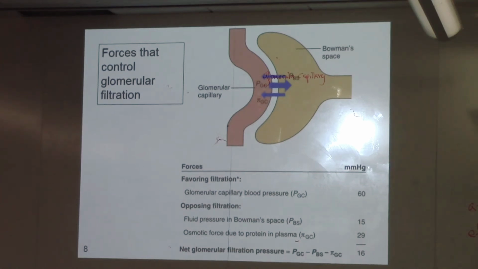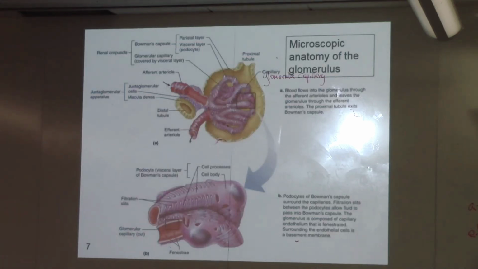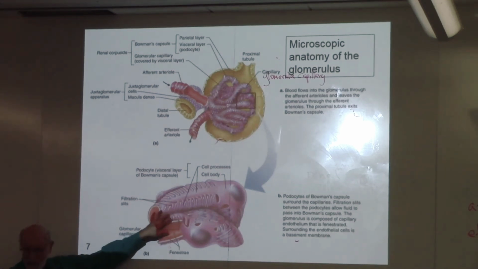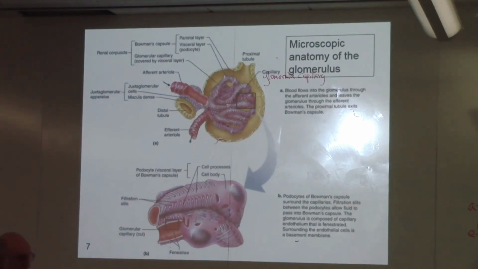Filtration is just pushing fluid through small holes, right? So we have these fenestrae, and we have the filtration slits that are on the inside and outside of the glomerular capillaries, and we're going to collect this filtrate into this Bowman's space. The thing that makes fluid move is pressure.